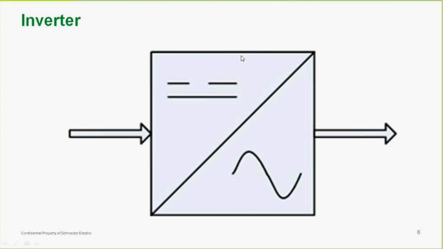Now, if we change the direction here, we bring in DC and we bring out AC, we no longer have a converter, we have an inverter. A bit more complicated. Actually, it's a fairly simple process to take AC and convert it to DC. Like I said, for those of you who know electronics, a simple bridge rectifier can do this. When it comes to making AC, it's a bit more complicated.